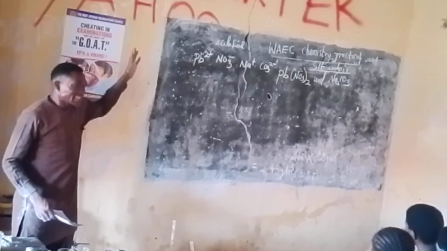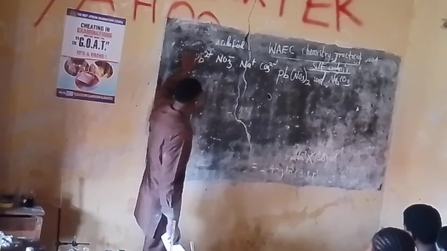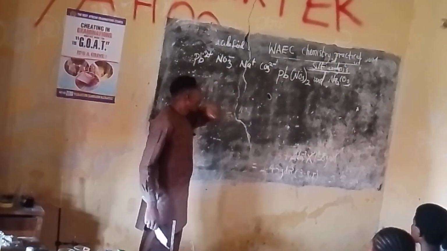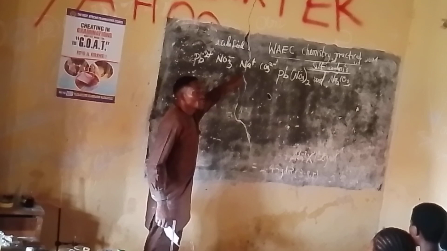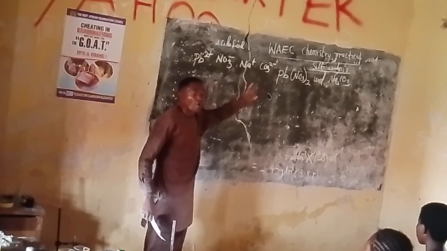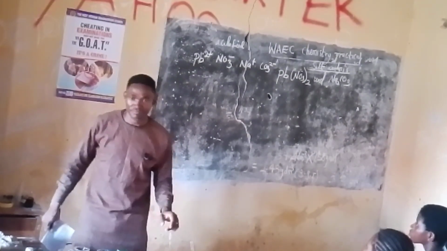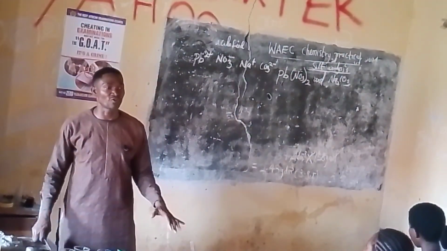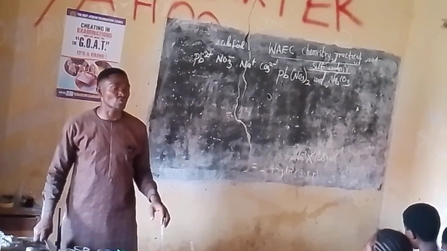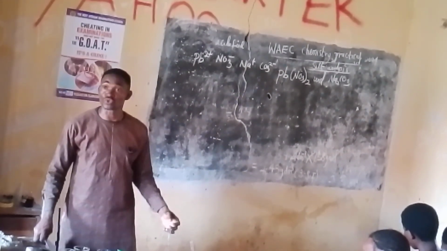You have to understand how to identify these individual ions. Sodium is identified using a flame test. Identify and confirm with the flame test: it burns with a persistent golden yellow flame. Or you can use a potassium dichromate solution to test for the presence of sodium.